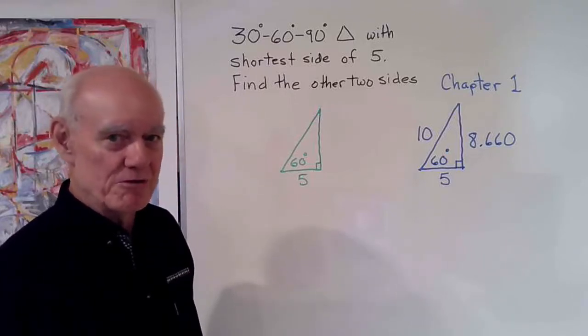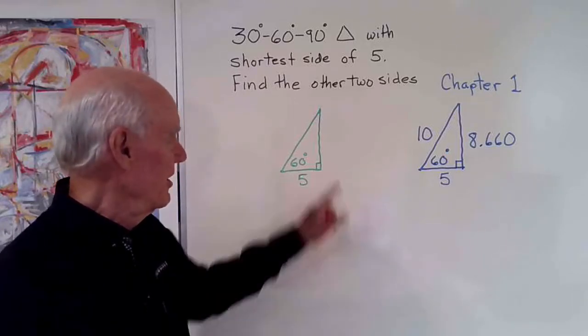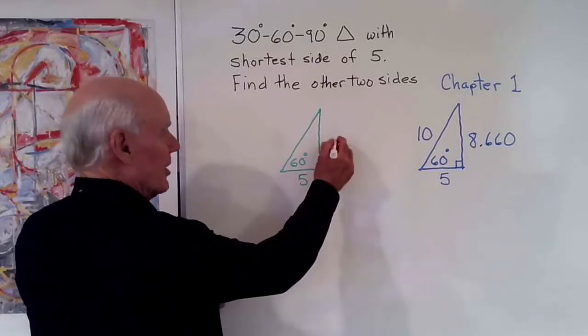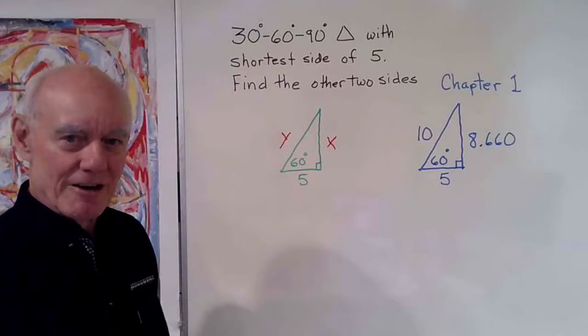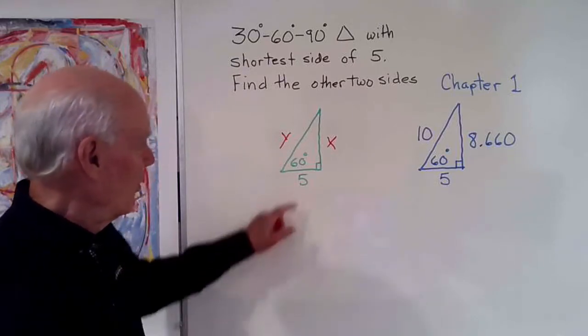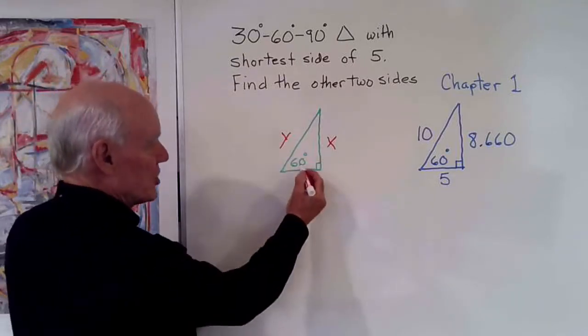Okay, now what we're going to do is this. We're going to use trigonometric functions to find this side and this side. So let's start by labeling them. I'll call that side x and that side y. Now, first thing I want to do is find what x is. So I'm going to look at 60 degrees.